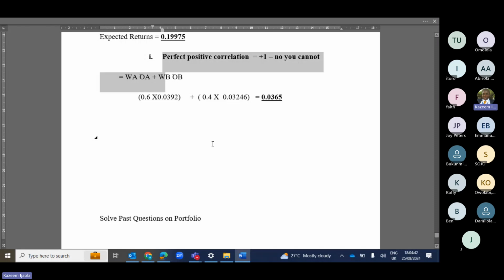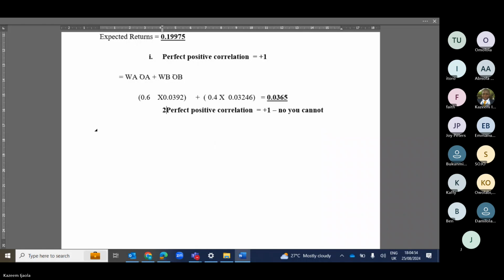Now, what about perfect negative? Perfect positive is +1. Perfect negative is what? We'll just subtract the two. So it will be -1. So the same thing you have here. Instead of adding up, just subtract. So this is 0.6 multiplied by 0.0392 minus this. You would subtract here.